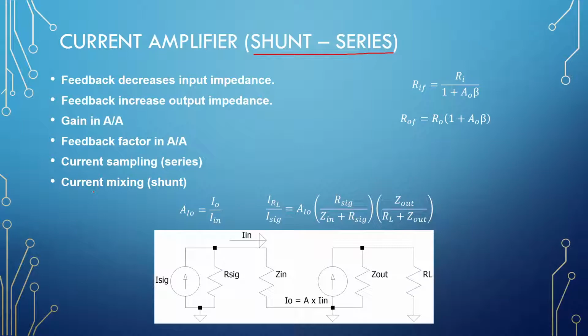A couple of things that we should know about current amplifiers is a current will rather flow into a small impedance. So with feedback, the input impedance should decrease. With feedback, the output impedance should increase, so that current would rather flow into the load than in the amplifier itself. The gain will be in amps per amps, the feedback factor will be in amps per amps, and current sampling at the output will happen in series, and current mixing at the input side will happen in parallel or in shunt.